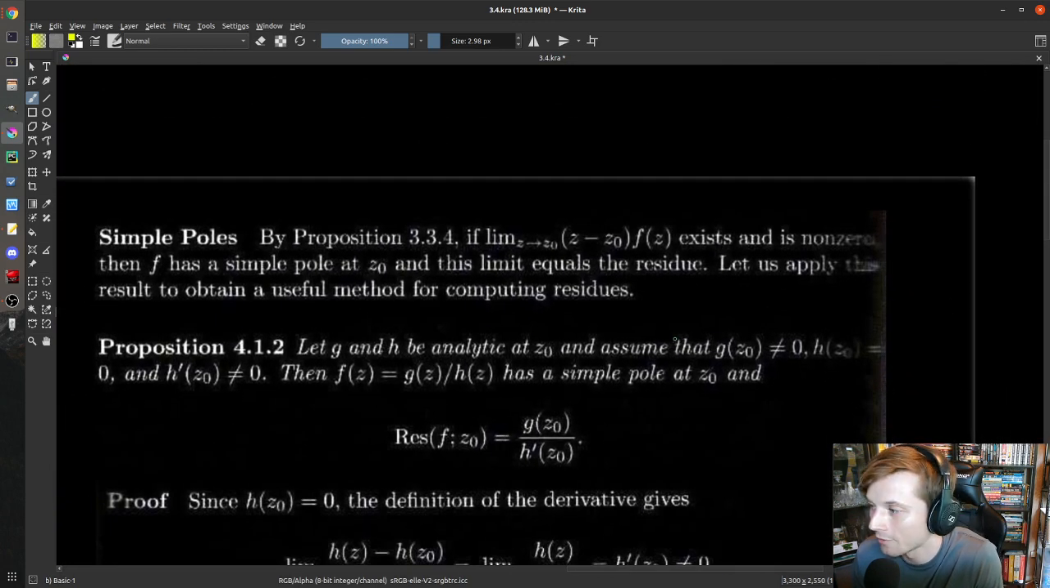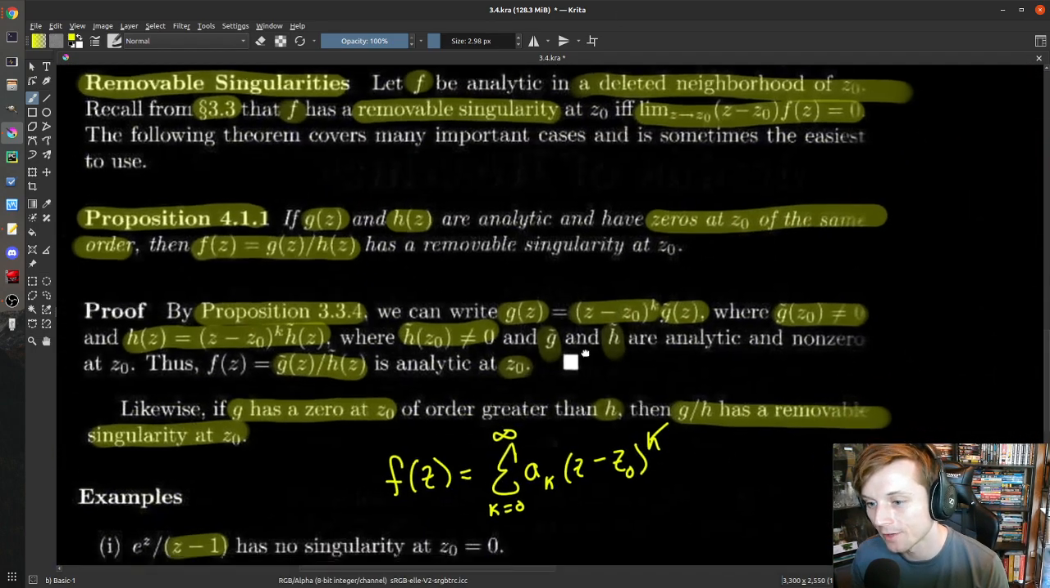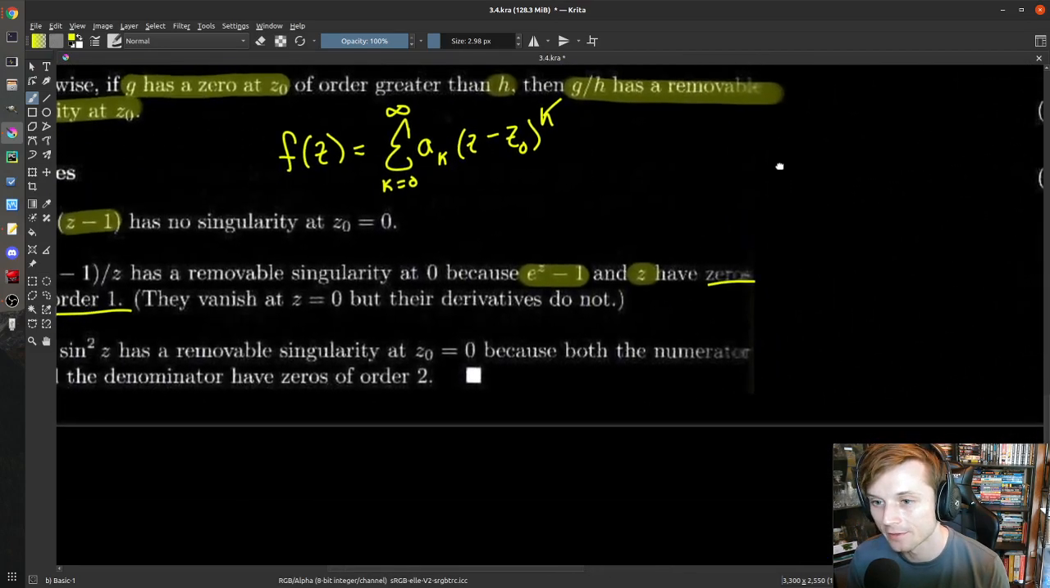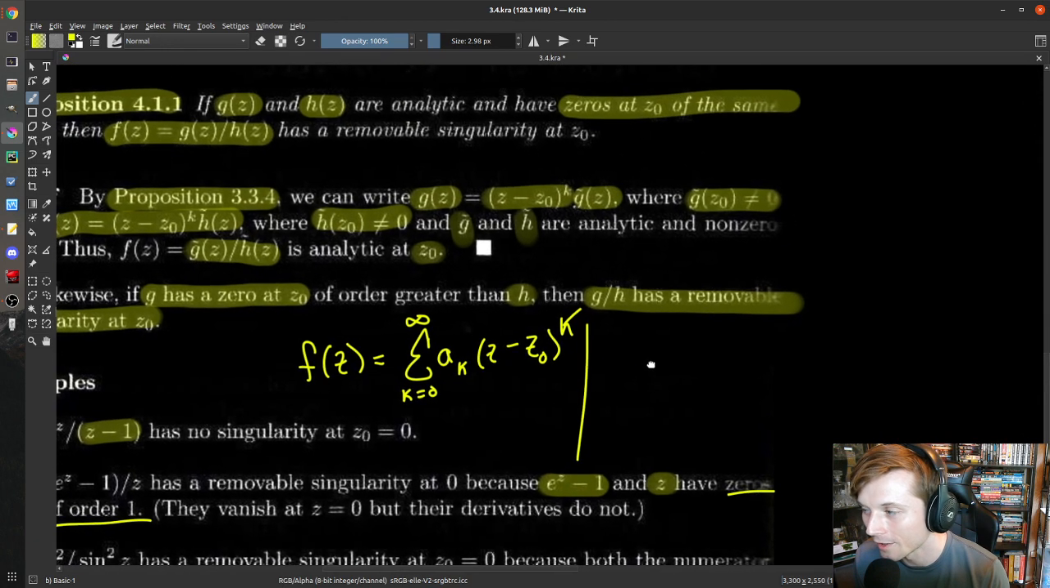Now, simple poles. The easiest situation is removable singularities, but simple poles are a little more interesting because we'll start to get to actual residues. To be clear, let's do an example to drive something home before we do that. Let's do, say, z over z. That has a removable singularity at 0, right?